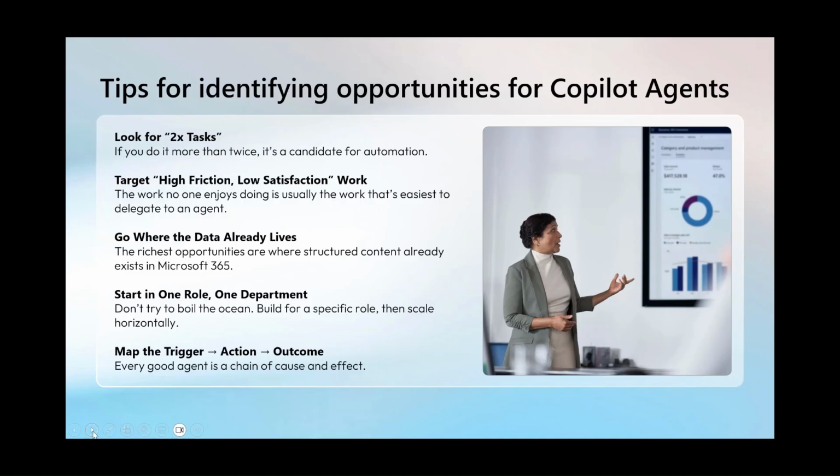We want to start small. Let's start in one role, one department. We don't want to try and build an entire agent for our entire company. Let's build specific task-orientated SMEs and then scale those horizontally. We want to map the trigger, the action, the outcome. So all good agents is a chain of cause and effect. What wakes this agent up if we're talking about autonomous agents? What actions is it going to do? Start writing down the process of these things, and then we can start to map out how our agents can be created.